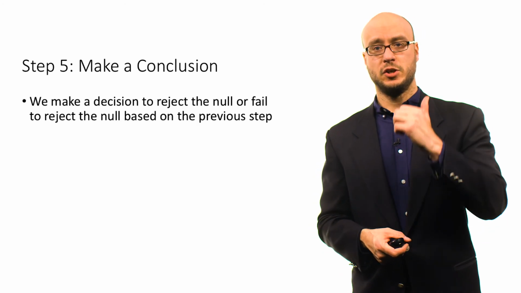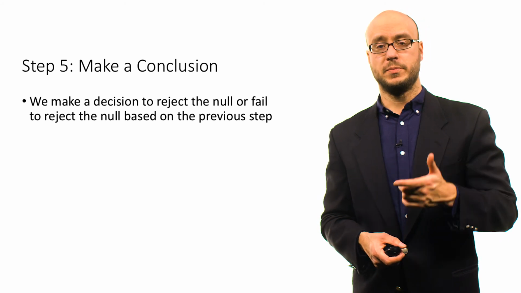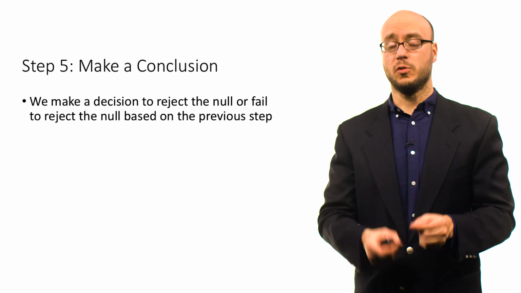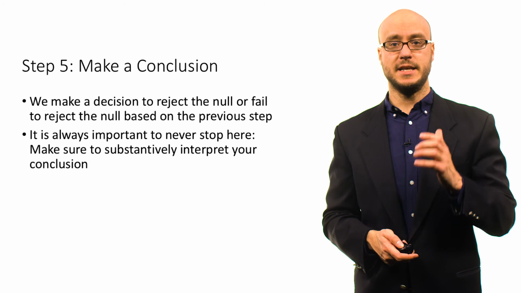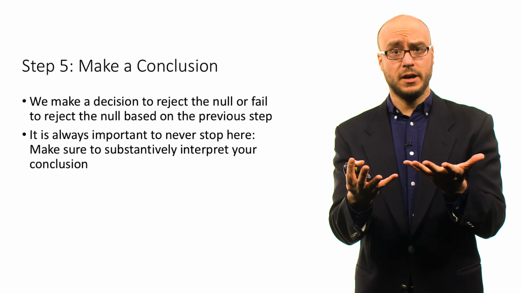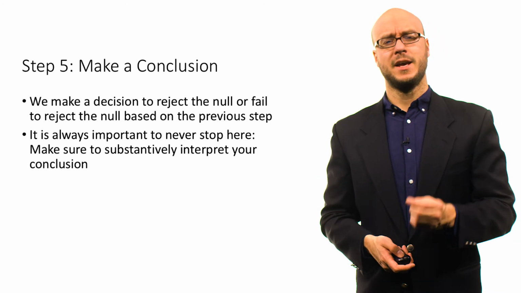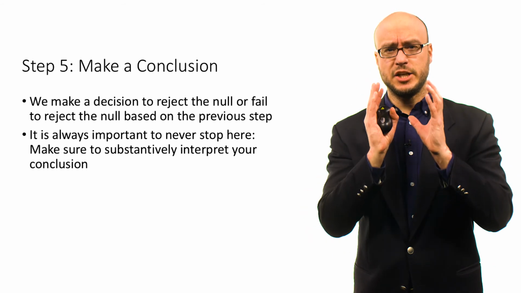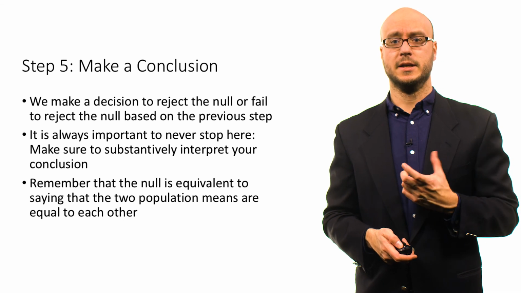Then the next step, using either the critical value approach or the p-value, we're going to make a decision to either reject or fail to reject the null. Recall that the null is that the difference of two population means is 0. If they're the same, then this difference is going to be near 0. So there's really nothing going on. You're going to say these groups really aren't that different. And of course, it is always important never to stop here. Substantively interpret your conclusion. What are you really saying here? And what does this really mean?